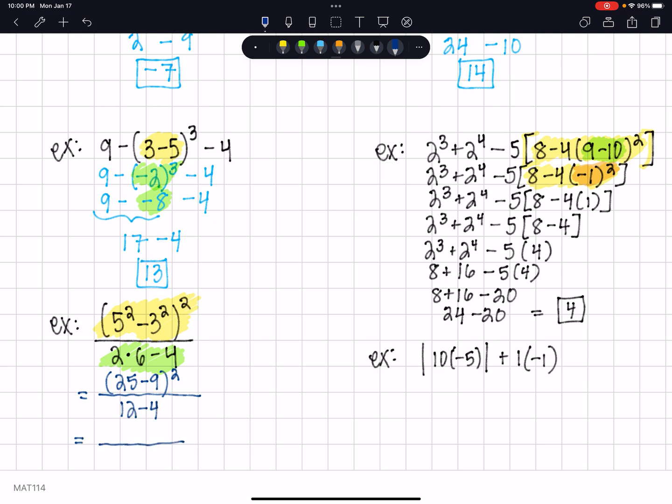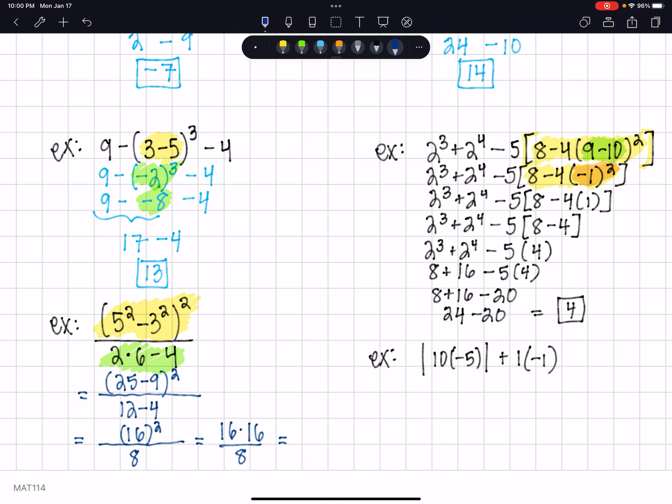We're going to continue with that numerator. 25 minus 9 is 16. So we have 16 squared. And in the denominator, 12 minus 4 is 8. Now we can take 16 times 16 and then divide by 8, or we can expand this and say 16 times 16 divided by 8. And now we have a fraction that we can simplify.